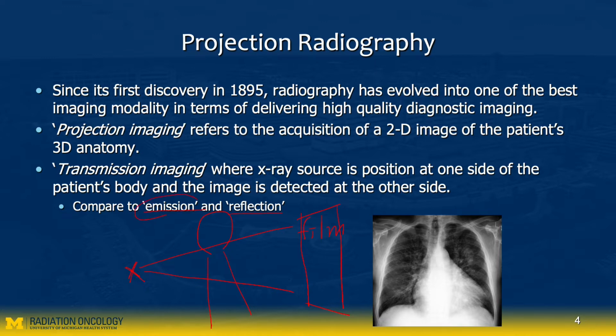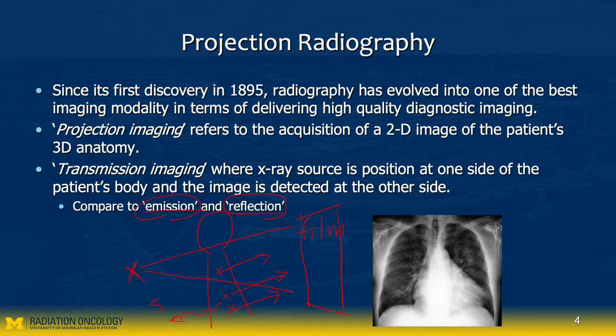Whereas with emission imaging or reflection imaging, let's talk about emission first. Emission is like nuclear medicine imaging. Your source is inside your patient, and then it gets emitted out, and then it is captured. Okay, and then reflection imaging, we'll be talking about this later. But reflection imaging is not radiation. It's ultrasound, for example. The sound source is outside, and it goes in, and then it reflects back, and then gets detected. Okay, so it is reflection.